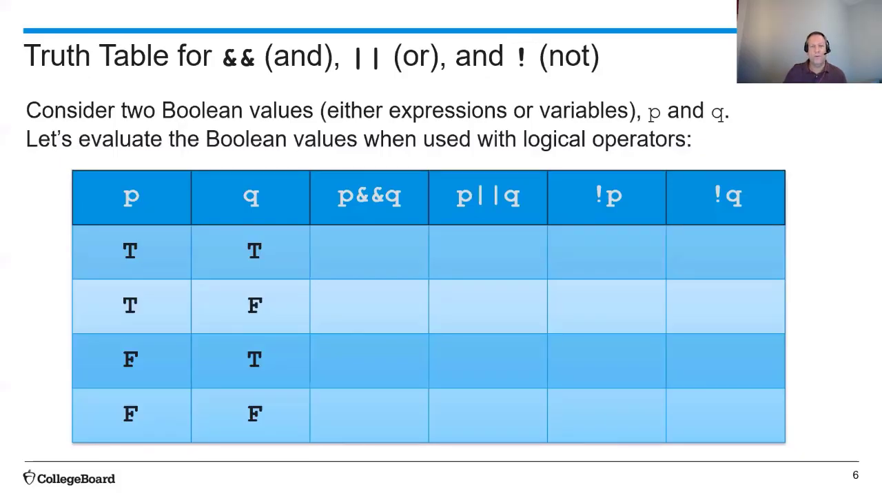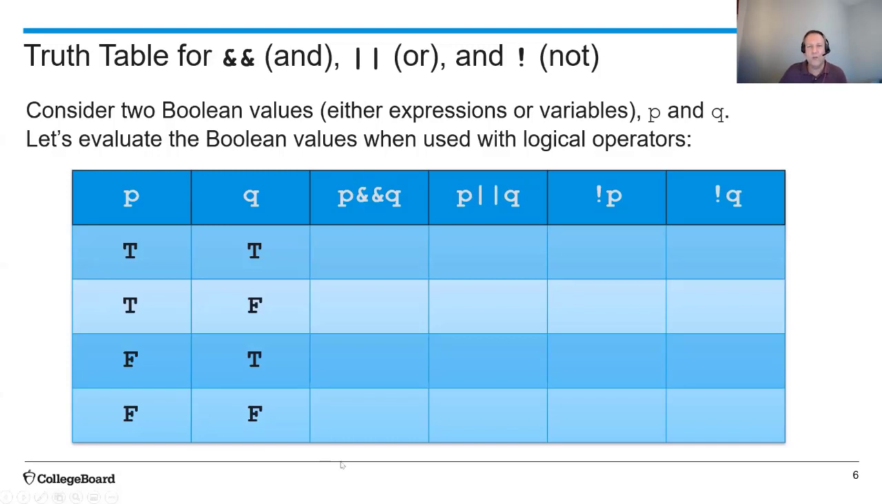So here's a truth table, and what we did here is I have two Boolean values. They could be, again, expressions or variables, but we're going to call them P and Q. And I want to look at all the different combinations of true and false that I could have for both P and Q. So I have a table set up. And I have these values where P and Q are both true. I've got P is true and Q is false. P is false and Q is true. And both of them equal to false. So this is all the different combinations I have.